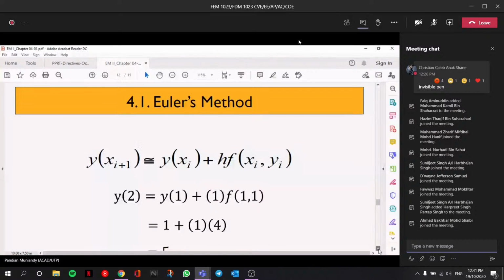So what the question says, you find y at 2. So I put x0, this is my x1. So my x1 is 1 in this case. Sorry, x1 is 2. x0 is 1.